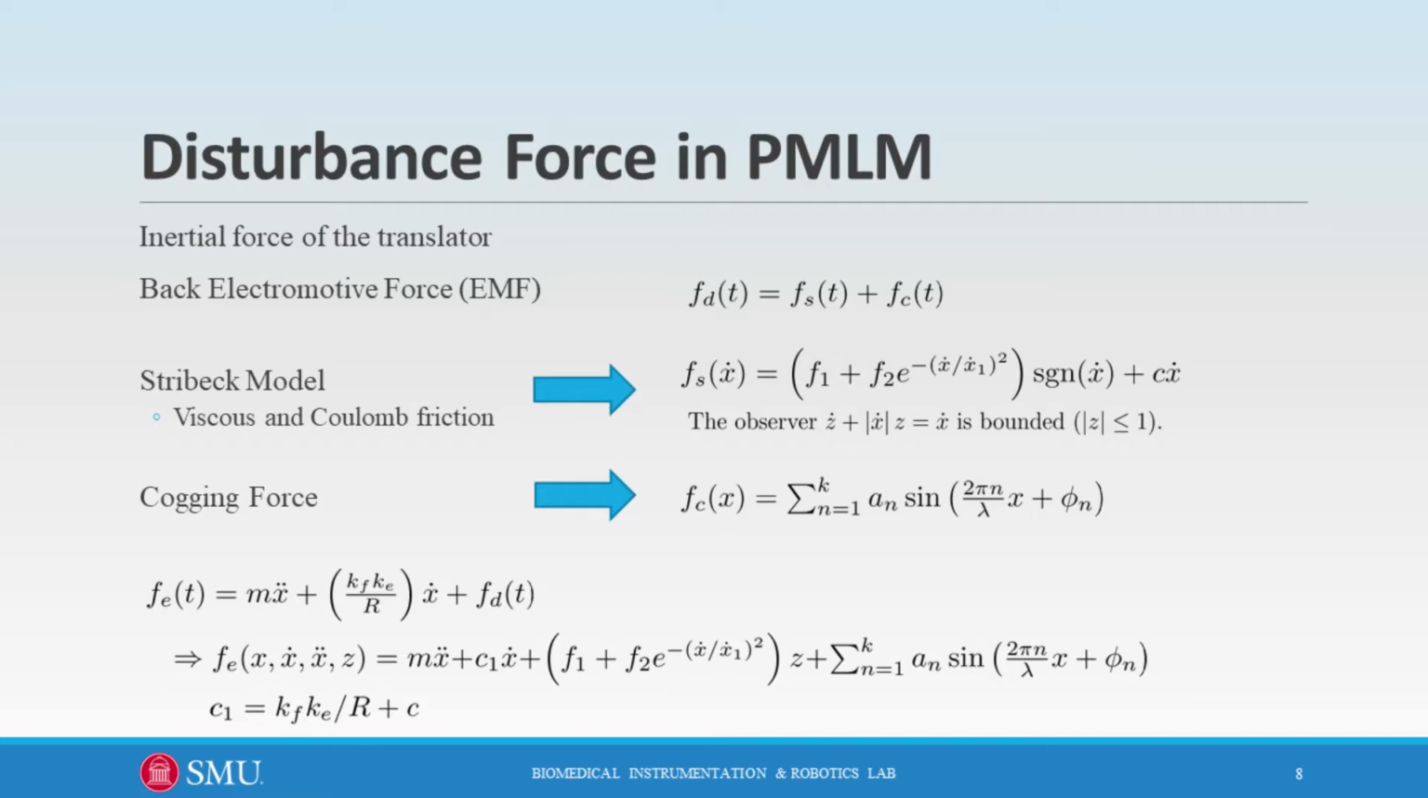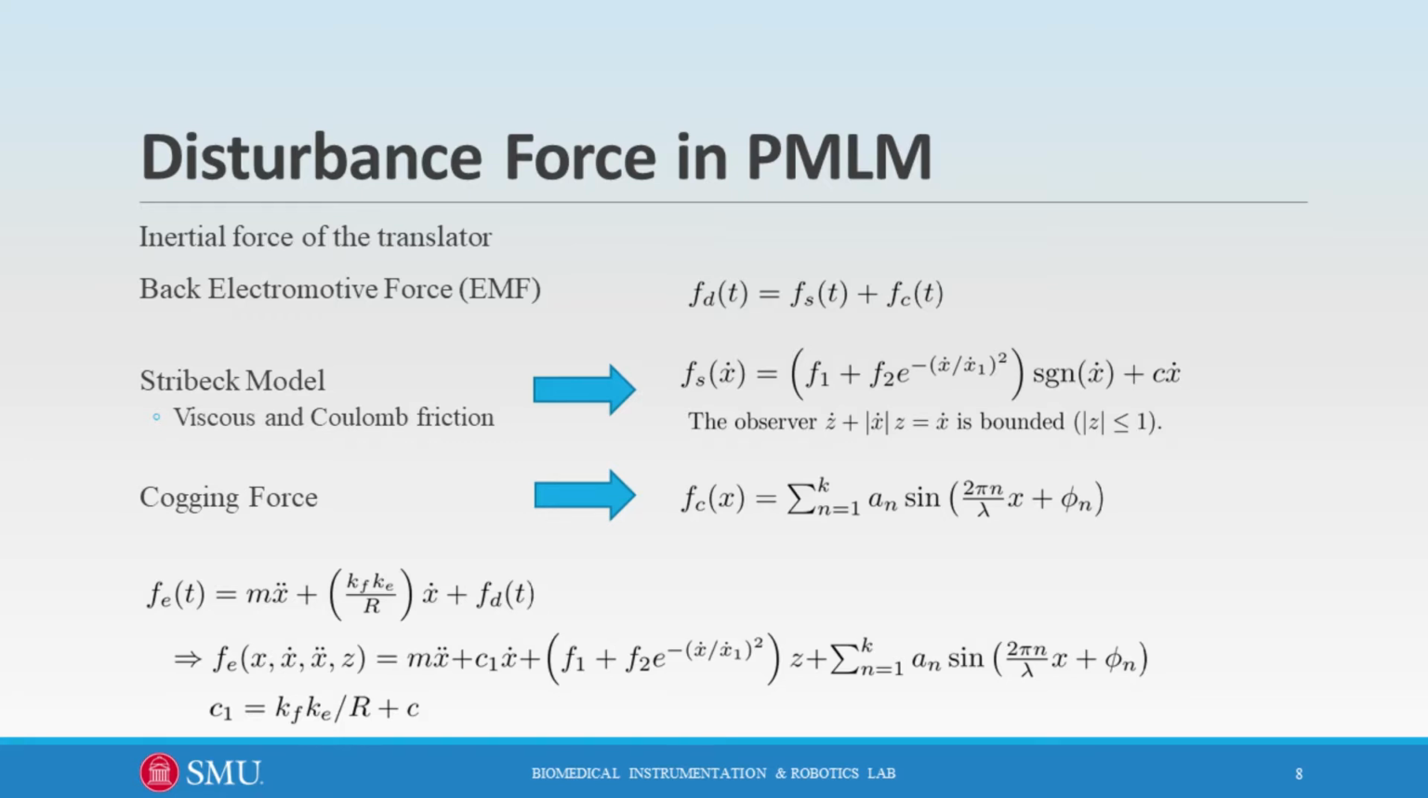So by replacing these equations in the previous equation that I showed in the previous slide, we can simply say that the external force, which should be zero, is a function of the states, which are x dot, x double dot, and z, and is equal to m x double dot plus c1 x dot plus the terms that come from the Stribeck effect, plus the sum of A n sine of 2 pi n divided by lambda, which is the slot pitch, times x, plus phi n, which is the corresponding phase in the Fourier series.